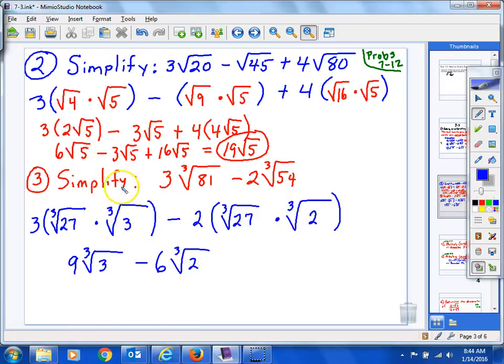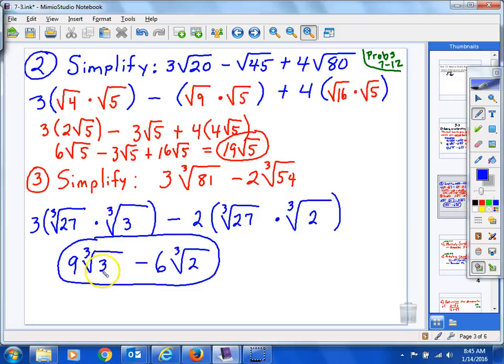Okay, well, we've simplified, but we've gone as far as we can go. We can't actually combine these using subtraction because they don't have the same radicand. So this ends up being my final simplified answer.